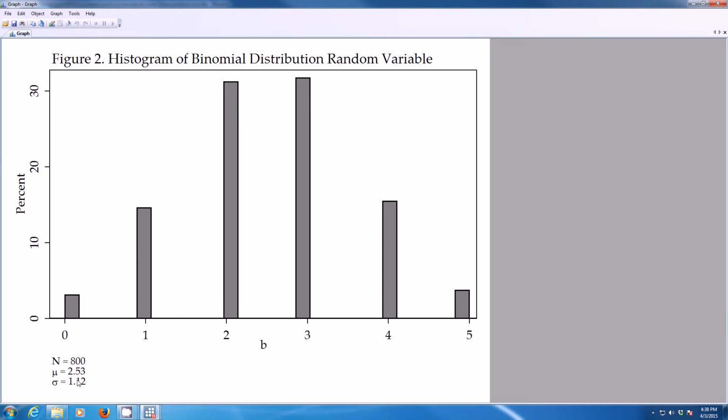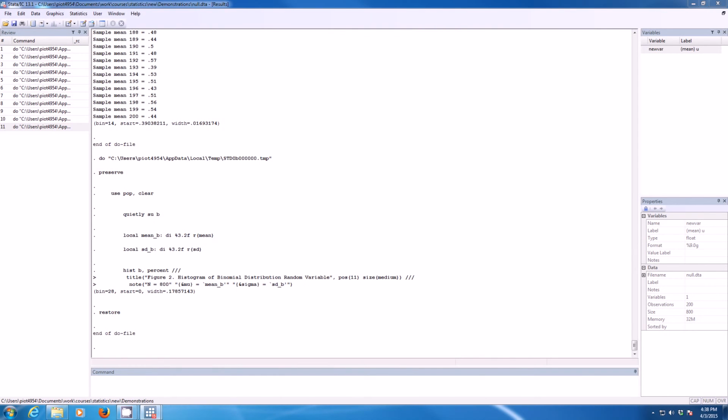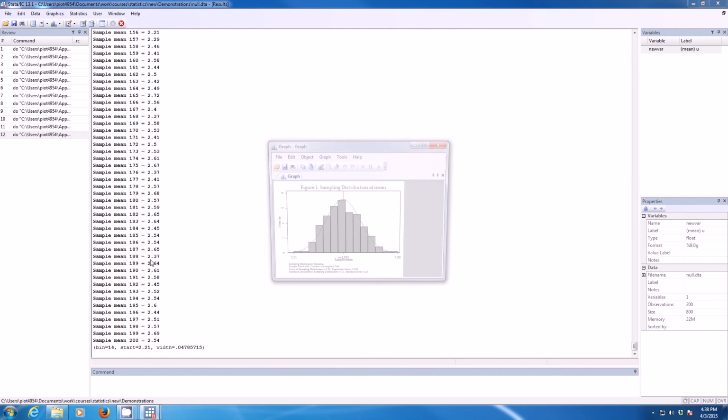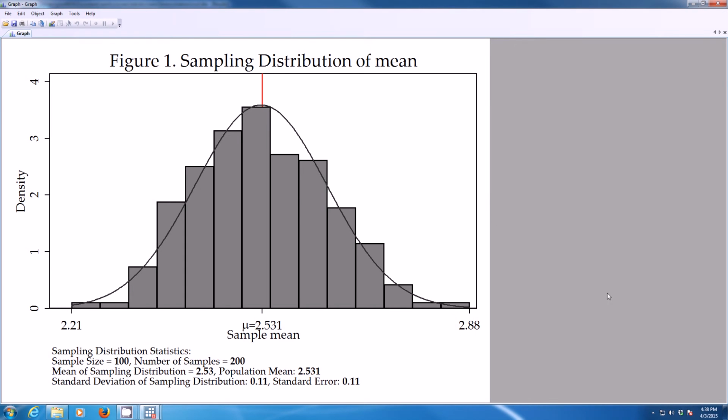Let's see what happens when we calculate a sampling distribution for this based on 200 samples of size 100. It calculates the mean for all 200 cases and graphs the resulting distribution. Again, what we find is the same kind of thing. We have a normally distributed variable centered around the value of the true population mean, in this case 2.53. The population mean is roughly equivalent to the mean of the sample means, in this case based on 100 size samples, 200 of those. And we see that the standard error equals the standard deviation of the sampling distribution.